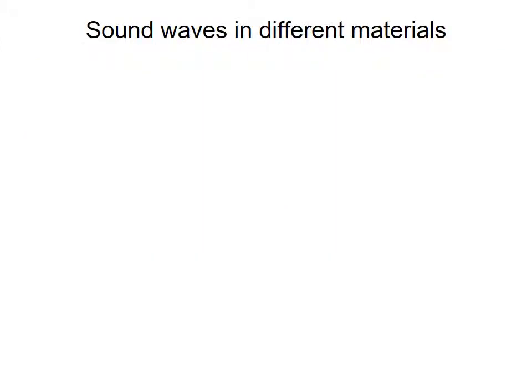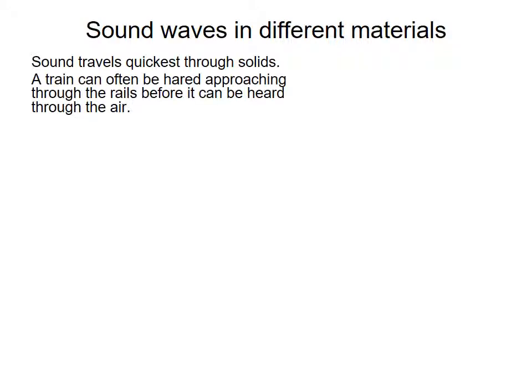So sound waves, of course, need a medium because they're mechanical waves and they can move through different materials. And sound travels quickest through solids because the particles are all nice and close together, so the energy can transfer quickly. So a train can often be heard approaching through the rails before it can be heard through the air. Okay, so if you've ever seen the cowboy and western movies, when the bank robbers want to rob a train, they always put their ear towards the rails to see if the train is coming or not, and give them some time to prepare their ambush.